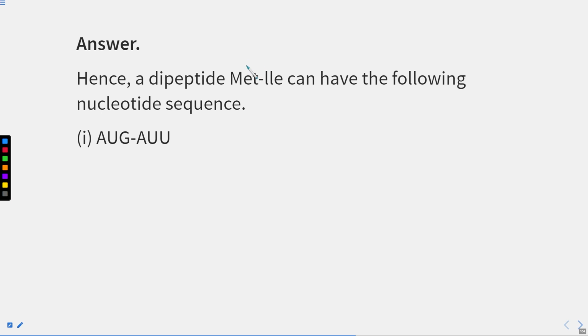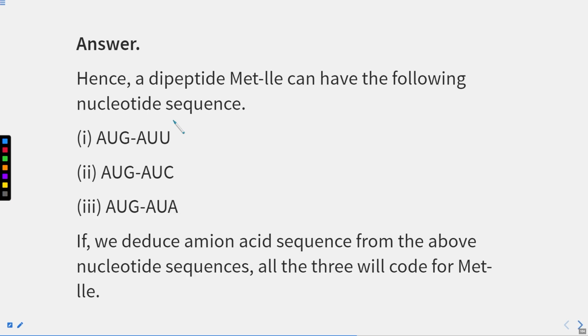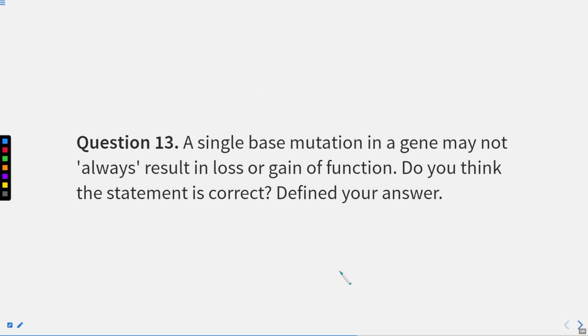So what can be the nucleotide sequence of this dipeptide? Methionine, you know, is coded by AUG. And isoleucine, you have seen, can be coded by AUU, AUC, and AUA. So if we reduce the amino acid sequence from the above nucleotide sequences, all the 3 will code for methionine and isoleucine. Now coming to the next question.